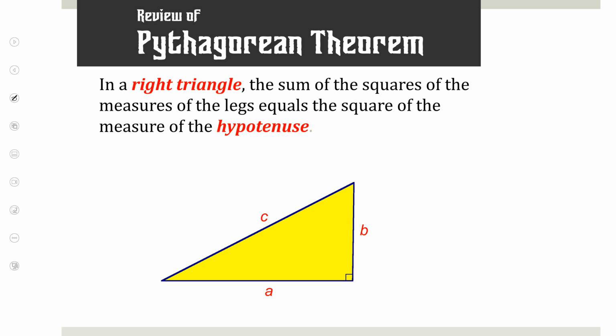Okay. No one on the street is going to say, in a right triangle, the sum of the squares of the measure of the legs is equal to the square of the measure of the hypotenuse. But that is actually the Pythagorean Theorem. But let's be real. We're going to do that. Okay. So let's go back to the actual Pythagorean Theorem and review a couple things.